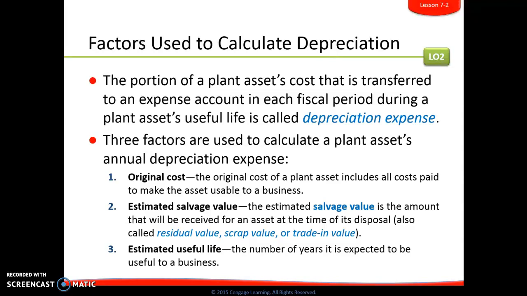We need to know the estimated salvage value. The estimated salvage value is the amount that will be received for an asset at the time of its disposal. That could be referred to as residual value, scrap value, or trade-in value. So here we're estimating when we're done with this asset, how much do we think we're going to be able to get for it? Or how much do we think it's worth? And then the last thing that we need to know is the estimated useful life. That's going to be the number of years that we're expected to use the asset in the business.